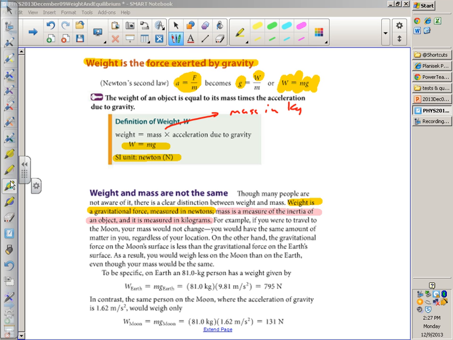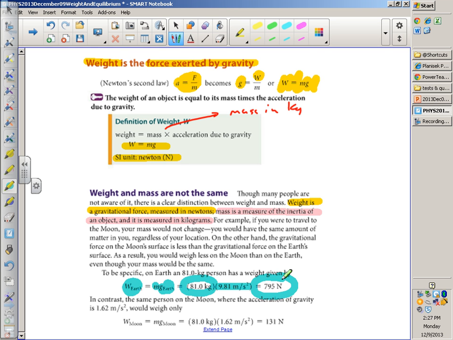For instance, if we look down here at the bottom, if we want to calculate the weight of something on Earth, we just learned up here at the top that we take the mass of that object and multiply it by the acceleration of gravity on Earth. So here's the mass, 81 kilograms, and then this is the acceleration of gravity here on Earth. That gives us a weight of 795 newtons, because it's a force.